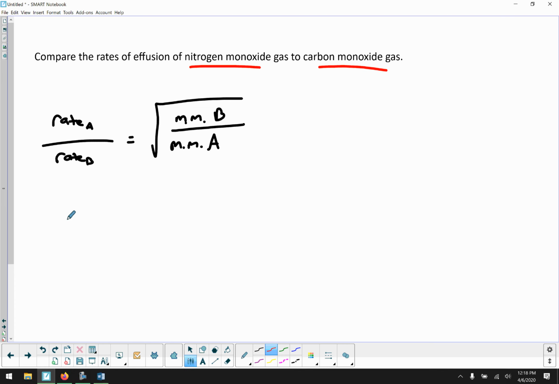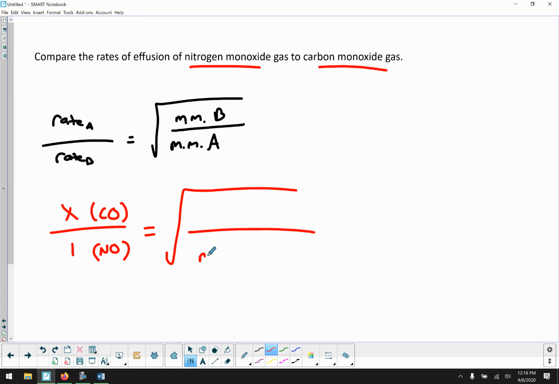So it doesn't matter, really. I'm going to set nitrogen monoxide to 1. So I'm going to call 1 for NO and X for CO equals, and then mass of CO on the bottom, mass of NO on top, and you would get some value, something over 1. And that would be the comparison.